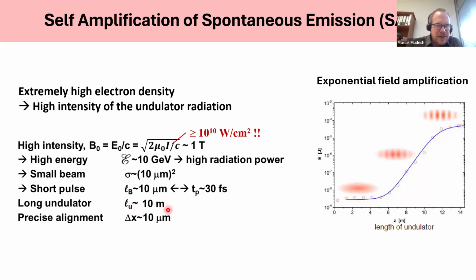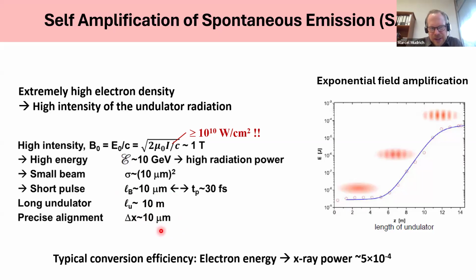We need long undulators on the length scale of 10 meters and very precise alignment of the setup, so precision in the range of 10 micrometers on a length of 10 meters. So this is a factor of 10^6, so 1 million is the precision that's needed. And even then, the typical conversion efficiency from electron energy into X-ray power is still better than high harmonic generation in laser matter interaction, but we are talking about 5 times 10^-4 or so.